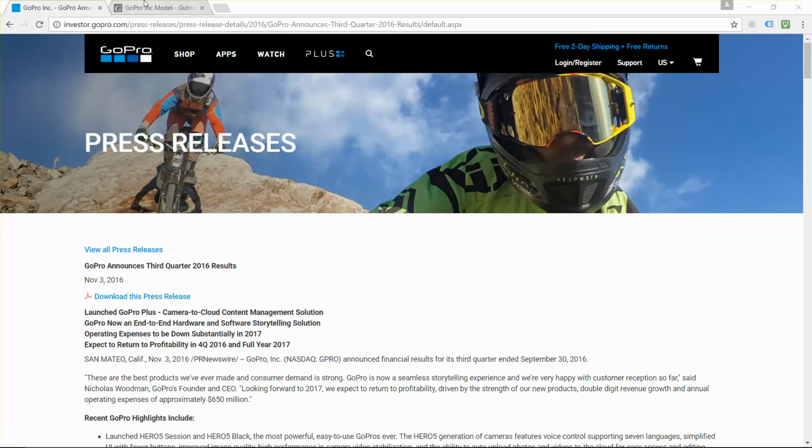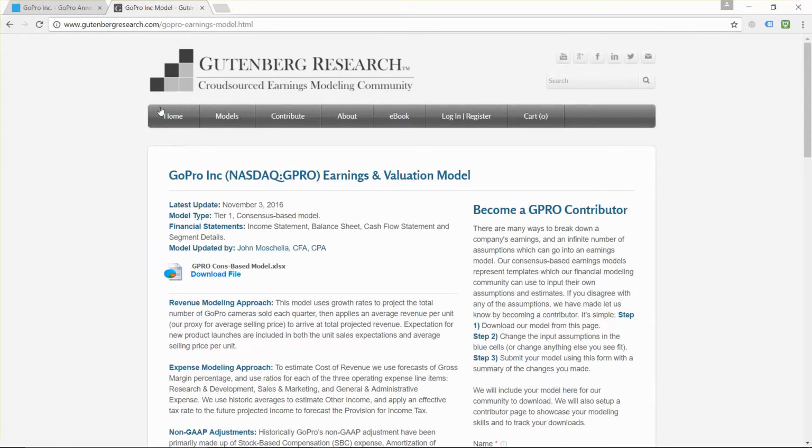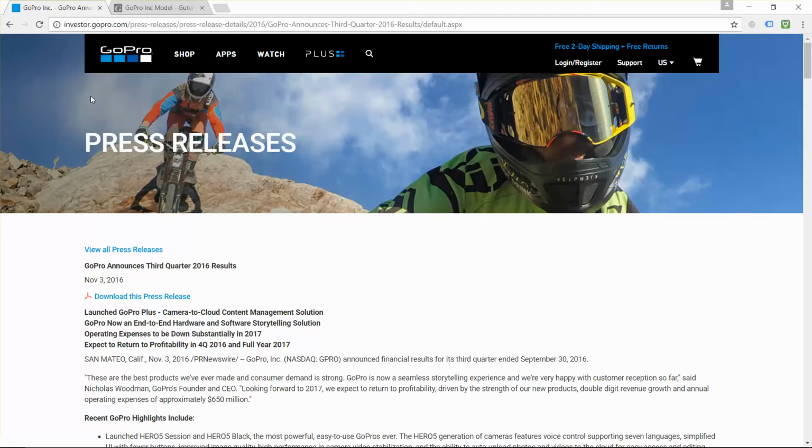I just wanted to do a quick overview of our GoPro earnings model. I know many of you who had GoPro shares long heading into tonight's release are probably freaking out at this point, trying to figure out what to do tomorrow at the open, whether or not to dump your shares. So hopefully this will help give you some perspective.